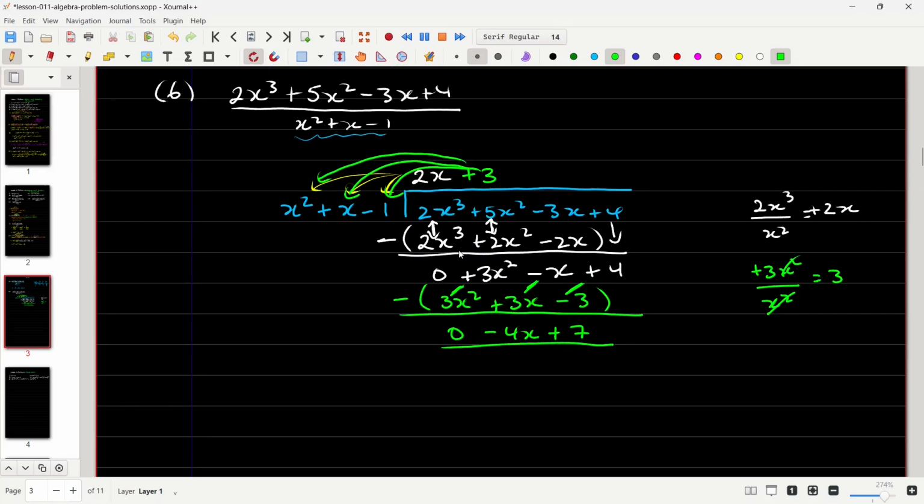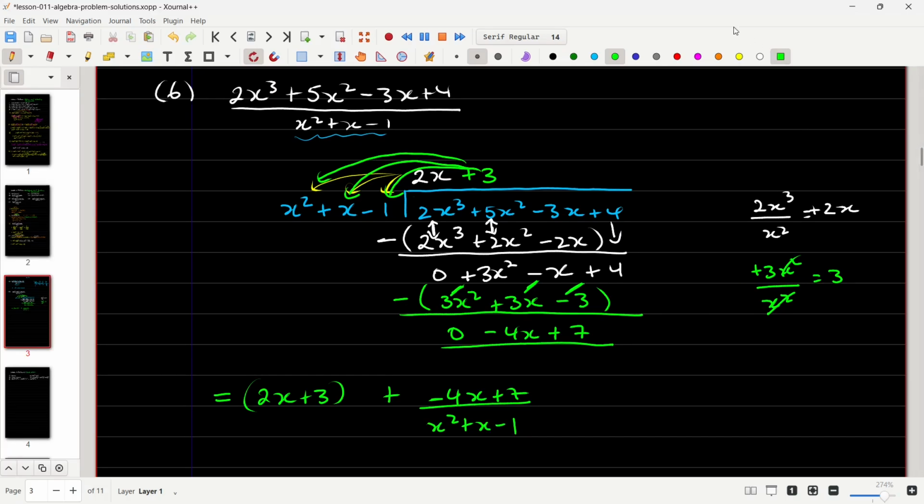So I'm just going to work out this now. This here divided by this is going to be as follows. The answer is going to be equivalent to the quotient that we have on top here, 2x plus 3. And then plus this here, which is negative 4x plus 7 divided by the divisor, which is x squared plus x minus 1.